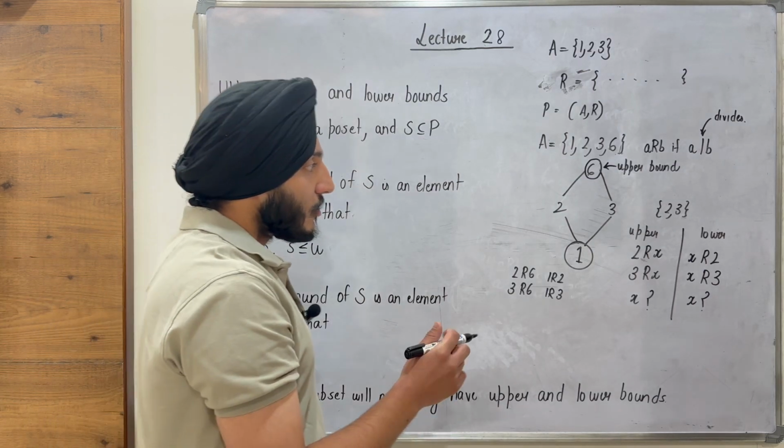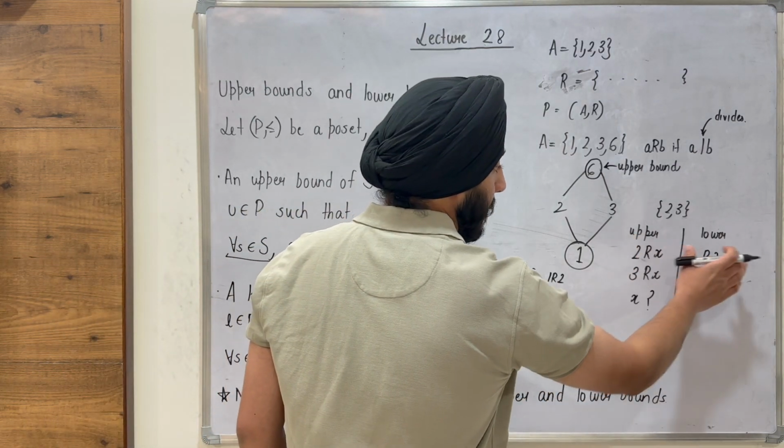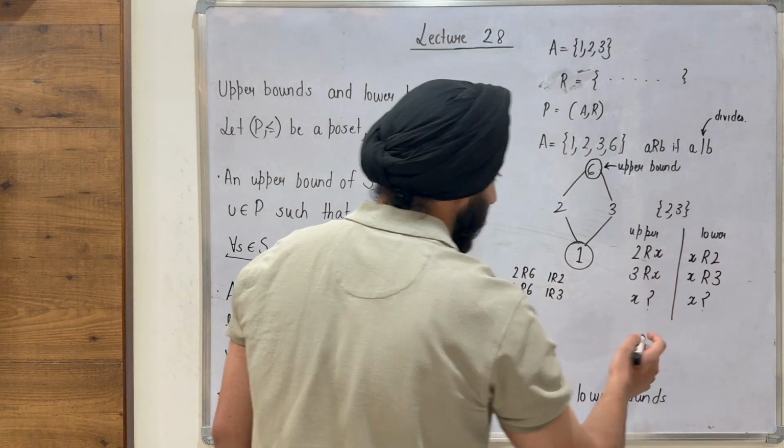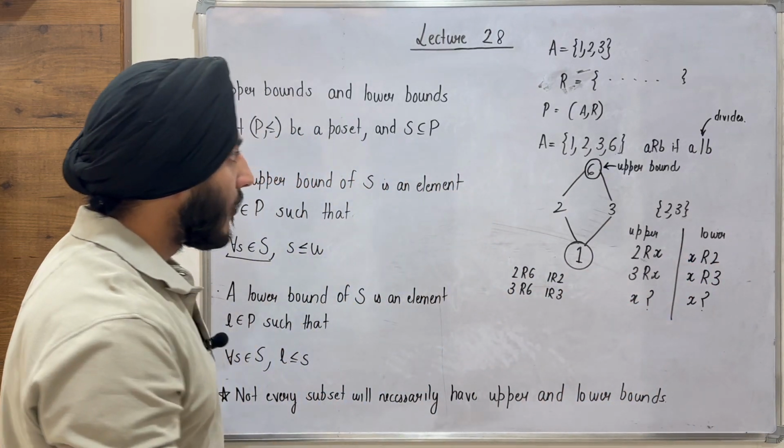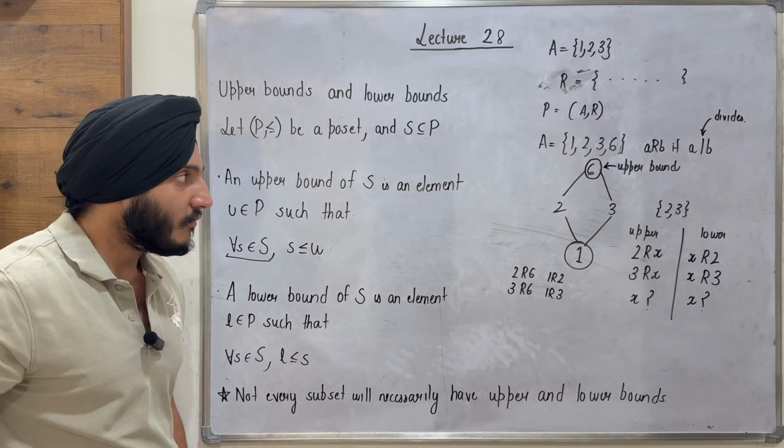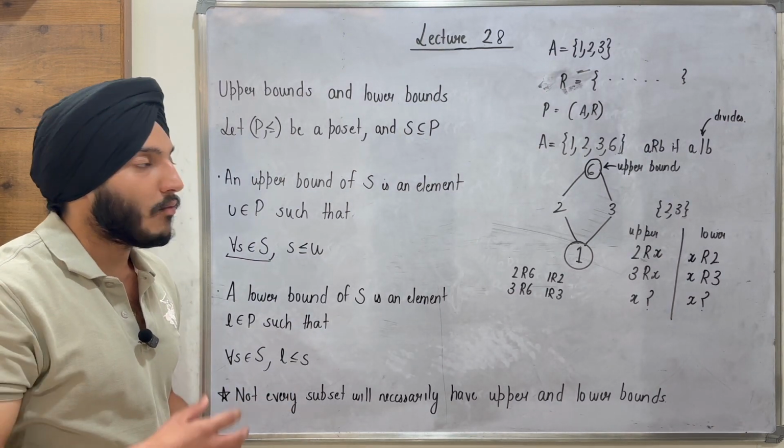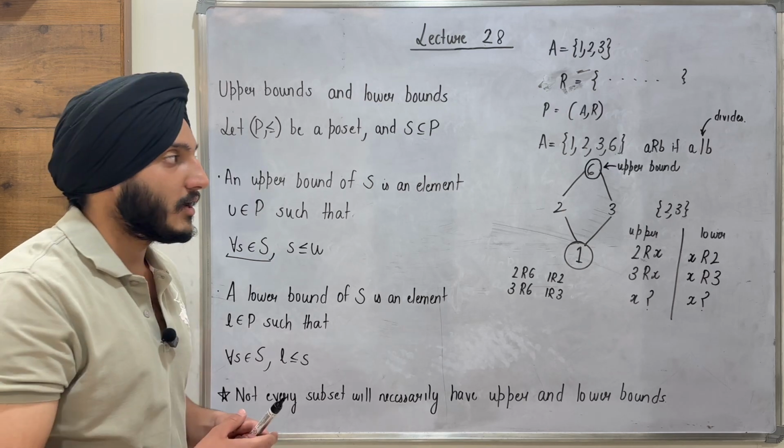Okay, so I hope you were able to understand what the upper bound and the lower bound are in this case. This is the way that we find it. Now I'll give another example for you guys to solve, and then we will move on to understand what supremum and infimum are.